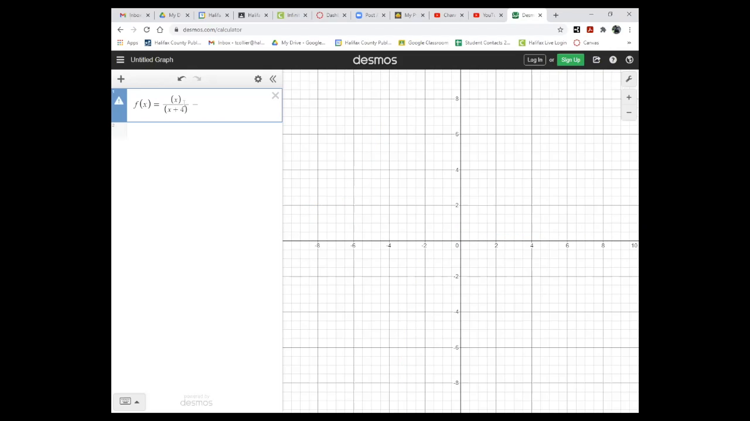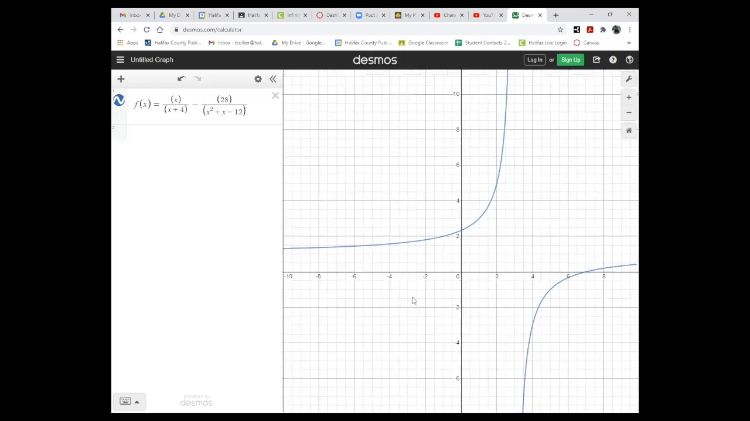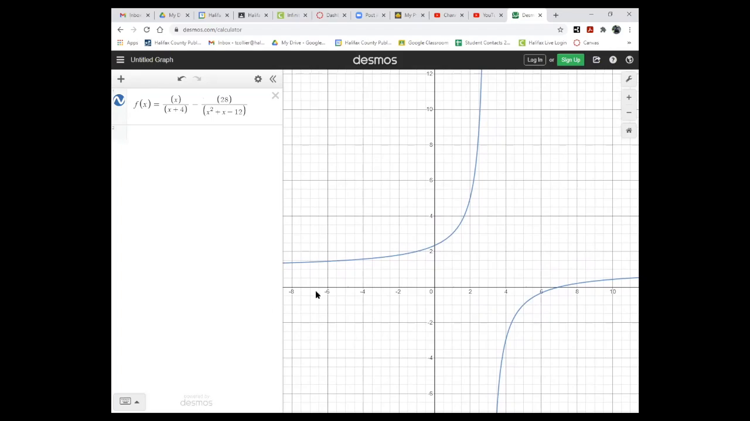So what's that going to look like? It's going to look like 28 at the top divided by x squared plus x minus 12. All right, so that's going to be the blue graph that you see right here. And what you'll notice about the blue graph is it is broken up into two parts. There's the part over here, that's the left part, and the part over here, that's the right part.